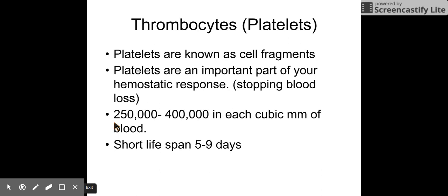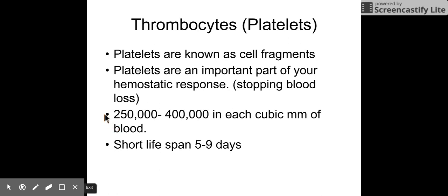Thrombocytes, these are the platelets. They're also called cell fragments because basically they're little bits of cell that are really designed to help you clot. They stick together. They're really sticky. So when you cut yourself and you expose a blood vessel or a capillary, those platelets start sticking together and they start sticking to the surrounding cellular matrix. So they prevent that blood loss.